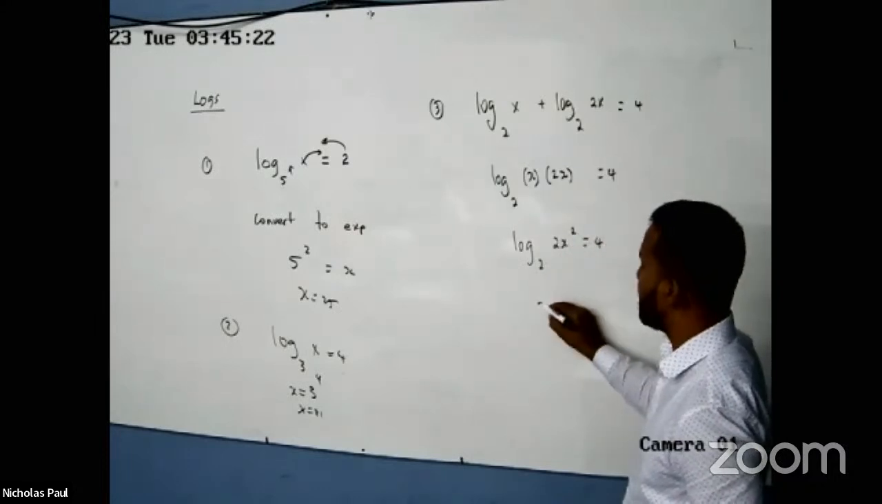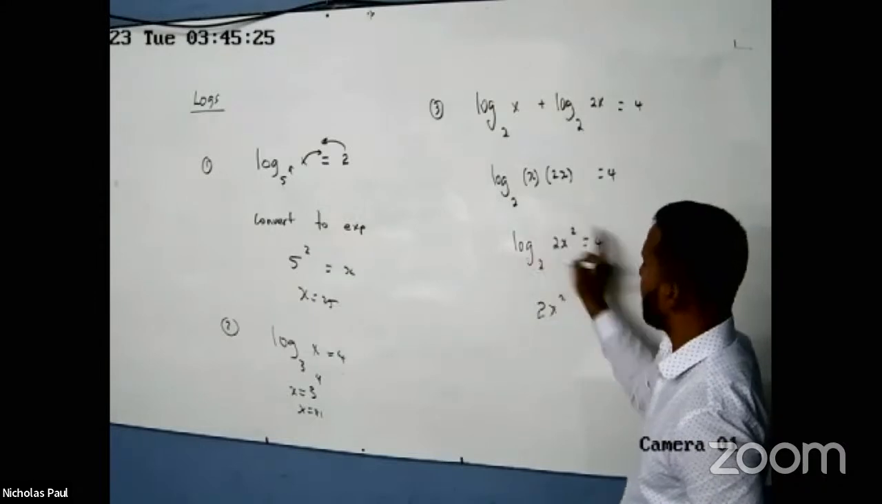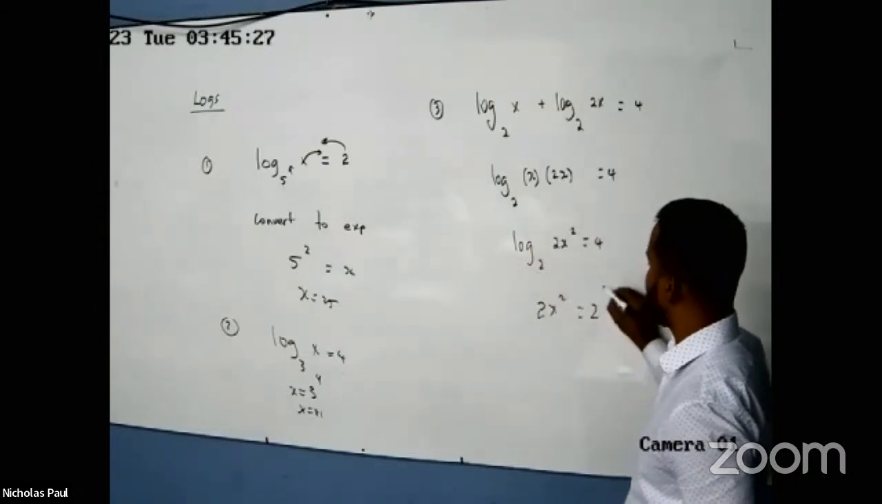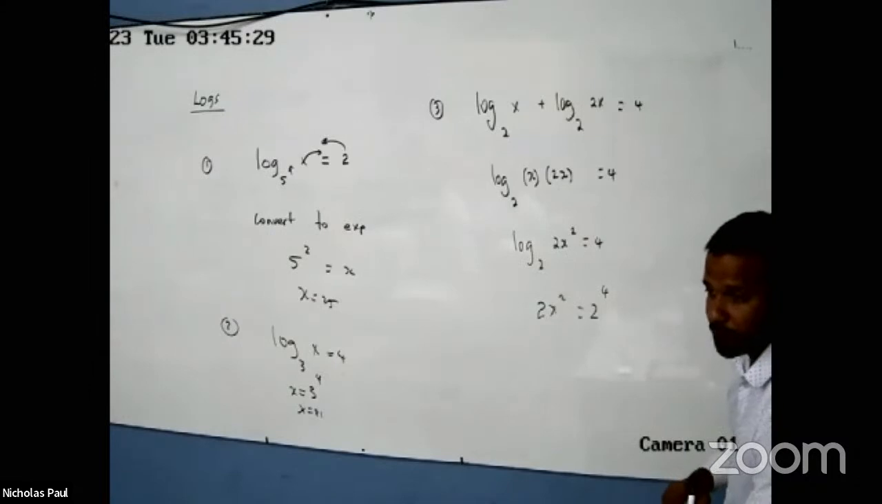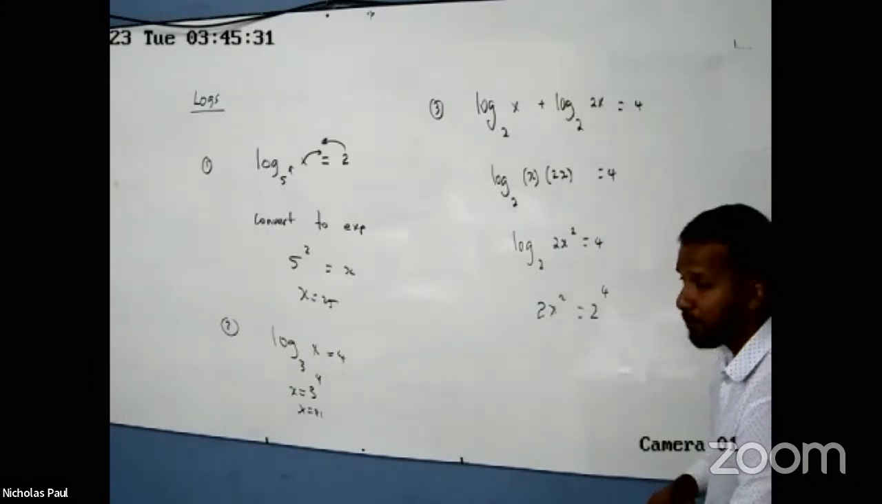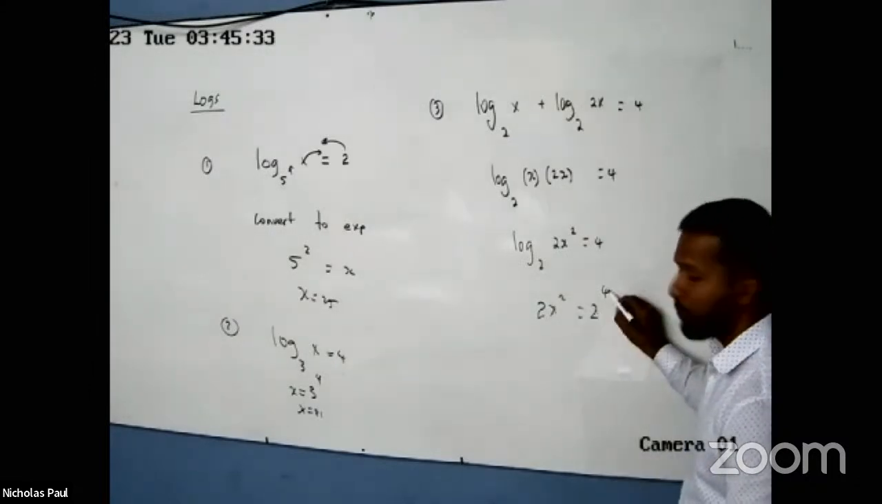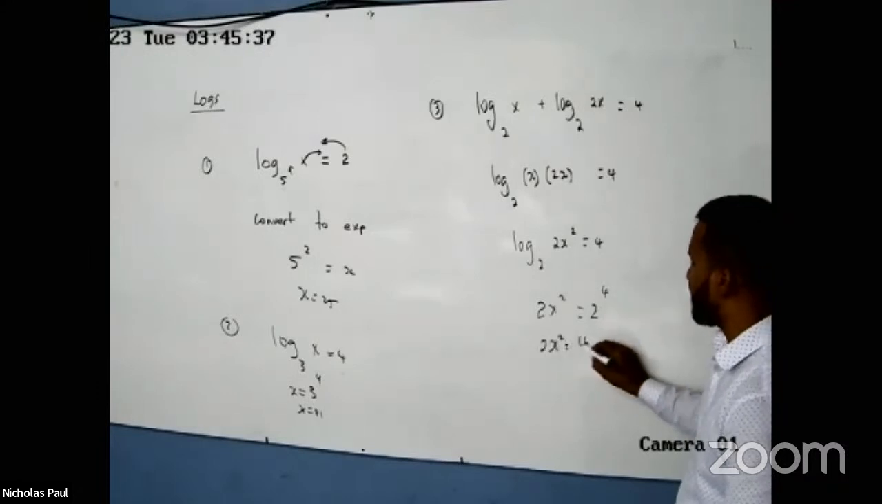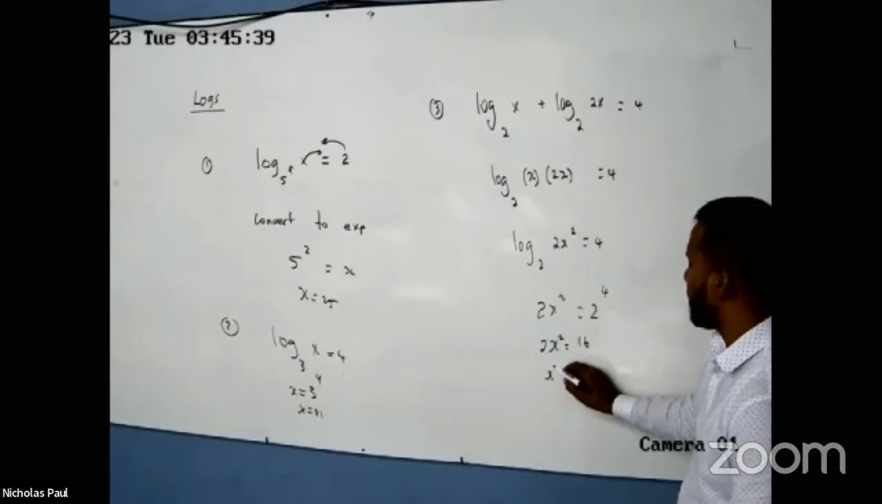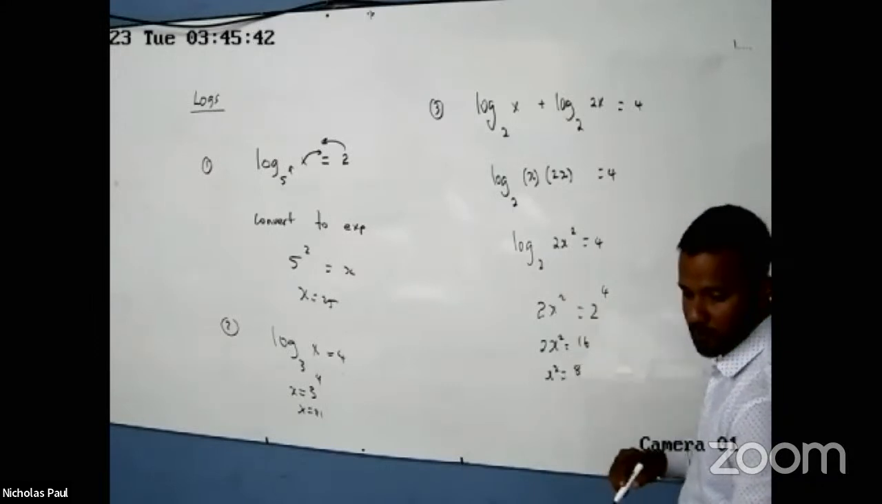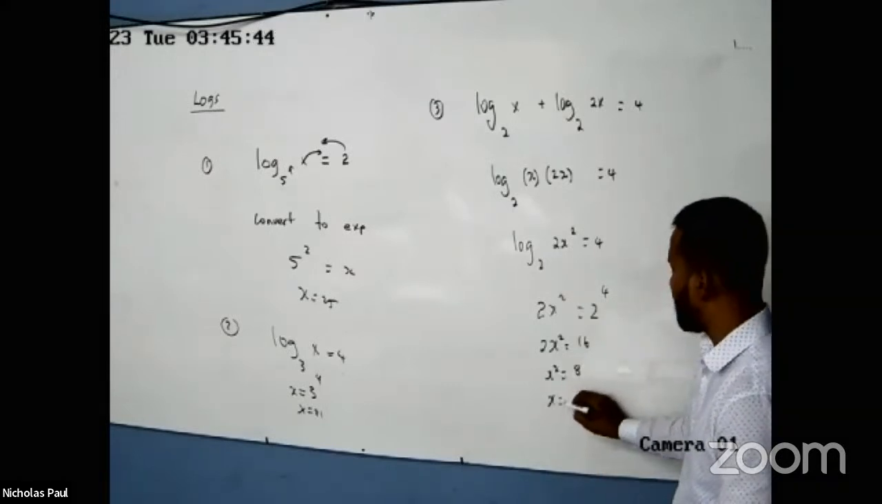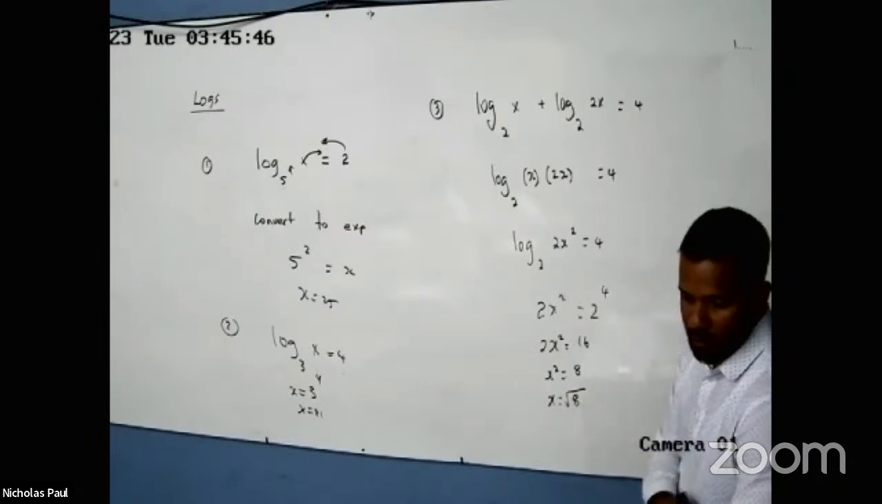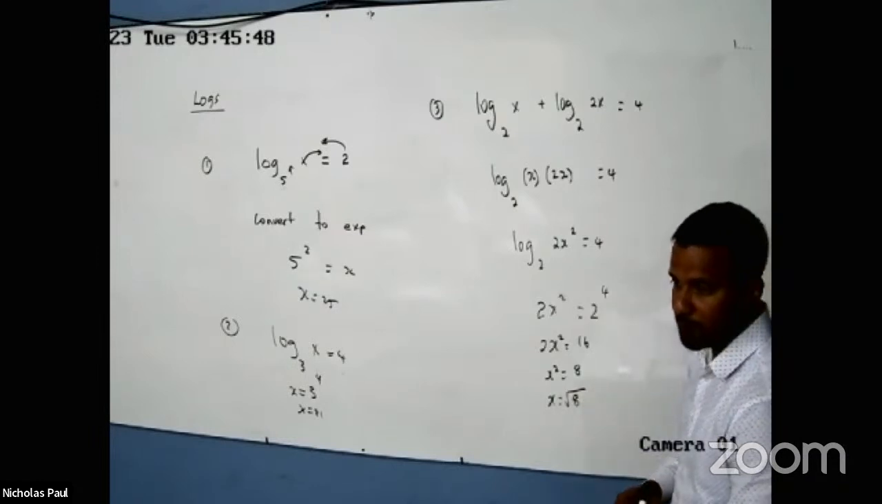And then you do the same thing. 2x squared, bring up the 2, carry across the 4, that's 2 to the power of 4. So 2 to the power of 4 is 16. So it means that 2x squared is 16. Carry the 2 on this side, you'll get x squared is 8. Last step, x is equal to the square root of 8, which is, well, whatever that is, right?